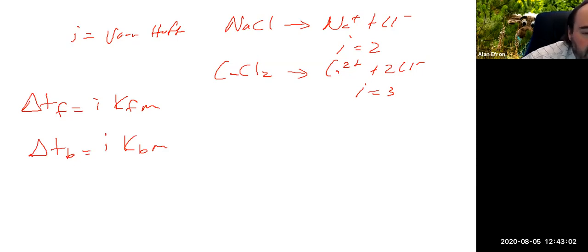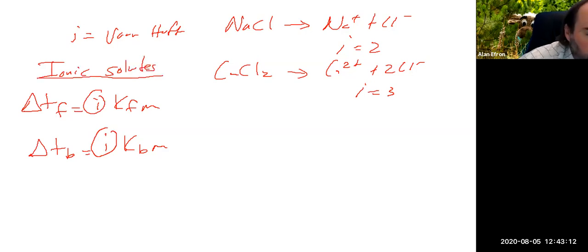And again, that's a correction value that we use for ionic solutes. And the reason we really don't even mention it when we do non-ionic is, like in the sugar example, you basically get a 1-to-1 relationship, which means essentially i here is 1. And that's how we get to the other formulas that we typically use.